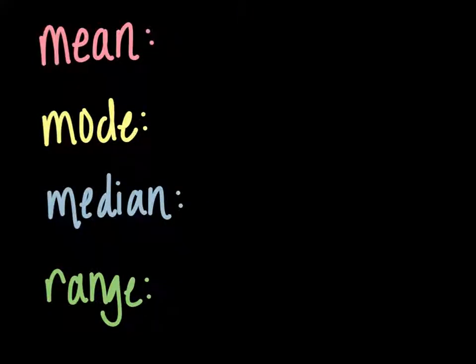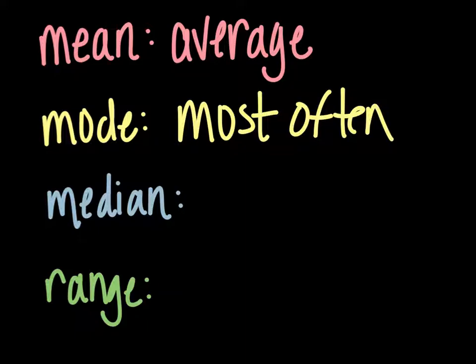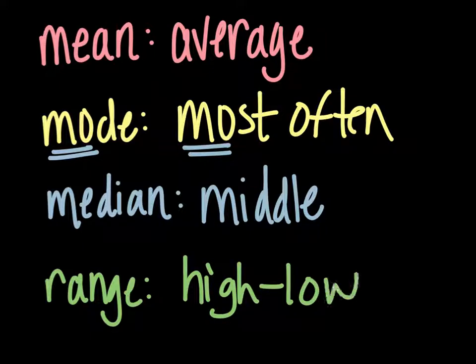All right, to sum it up, when we're looking for the mean, we're talking about the average. You add them all up and divide by the number of numbers. When we're looking at the mode, we're talking about the one that occurs the most or the most often. An easy way to remember this is mode and most start the same way. When we're talking about the median, we want our middle. Right? The median is the middle value. You just have to remember to put them in numerical order first. And then range, we're talking about your high number minus your low number.